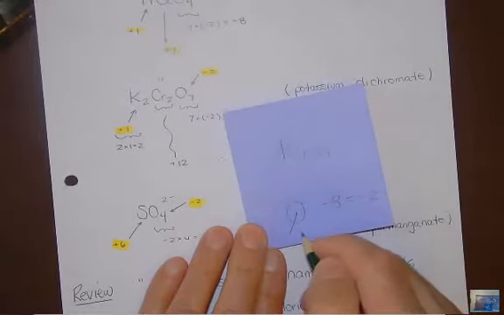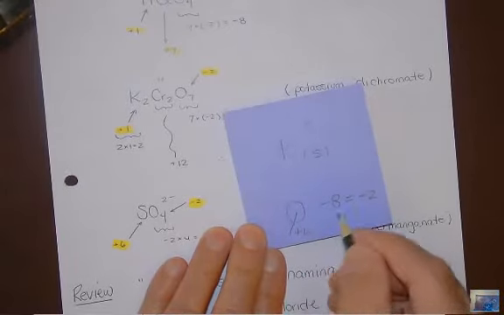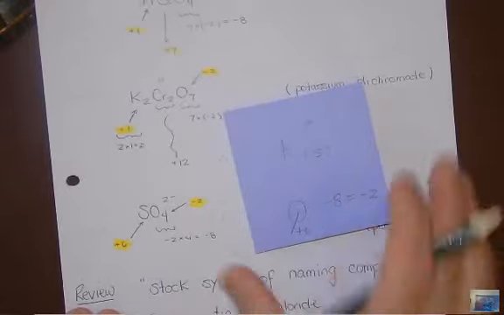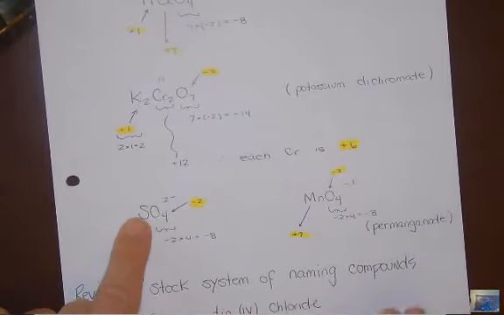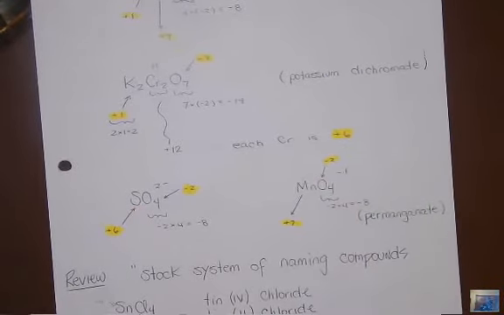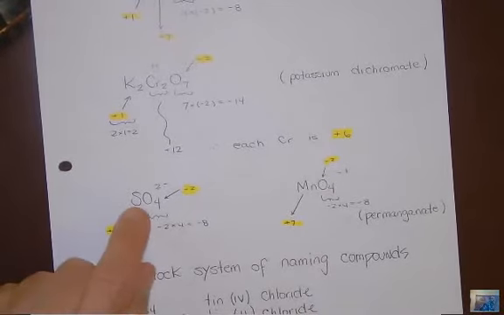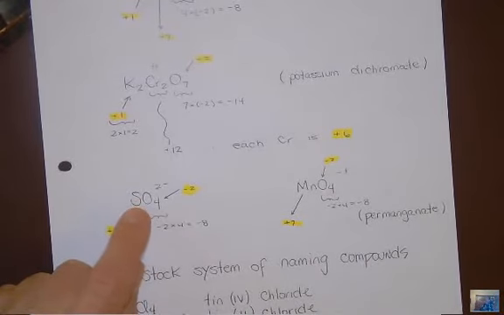And the answer is +6. +6 and -8 would give you -2. So that's the charge on sulfur. The oxidation state on sulfur in sulfate is +6. This is the most oxidized you'll ever find sulfur. If you look on the periodic table, it has choices, but the most positive one will be +6.